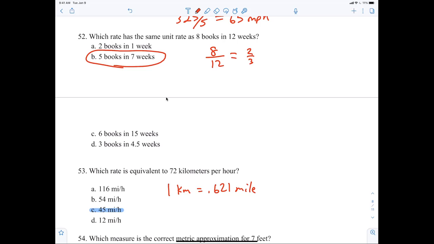Yeah, so that's not the same. Do you agree? So now it's definitely not A. So now just do 6 divided by 15 and tell me what that is. So is that the right answer? So now do 3 divided by 4.5.